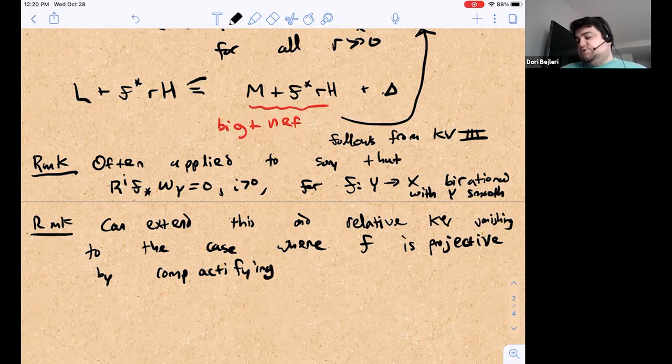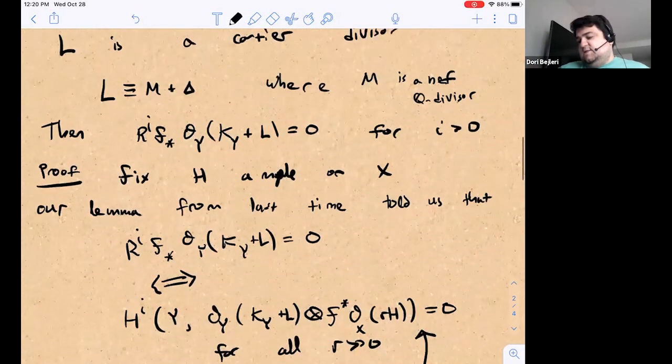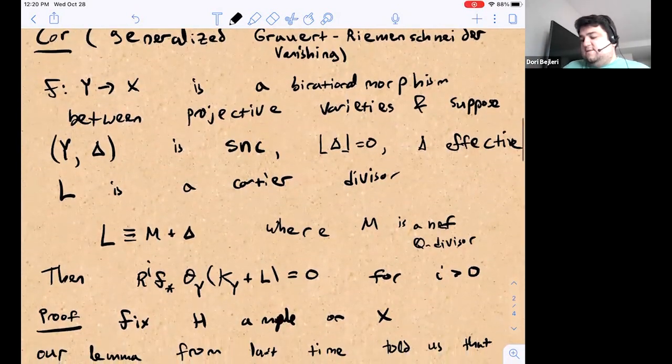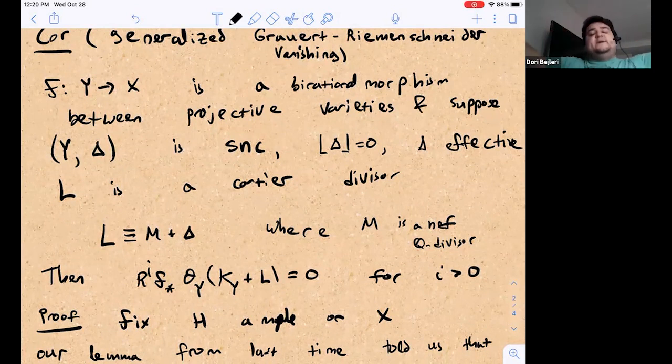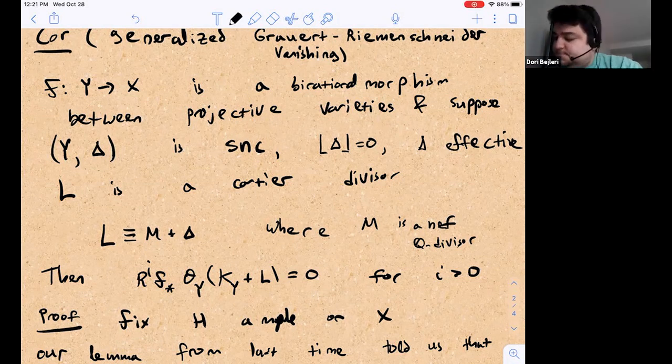But the point is, you should believe that it shouldn't change anything, because in the end, the vanishing we get is really a local statement. So as long as you can pick some compactification and then resolve so that the boundary is nice, and keep track of all your divisors, so that this global argument applies to prove vanishing for the higher push forwards, then the higher push forwards will vanish on your original morphism as well, because this is a local claim.